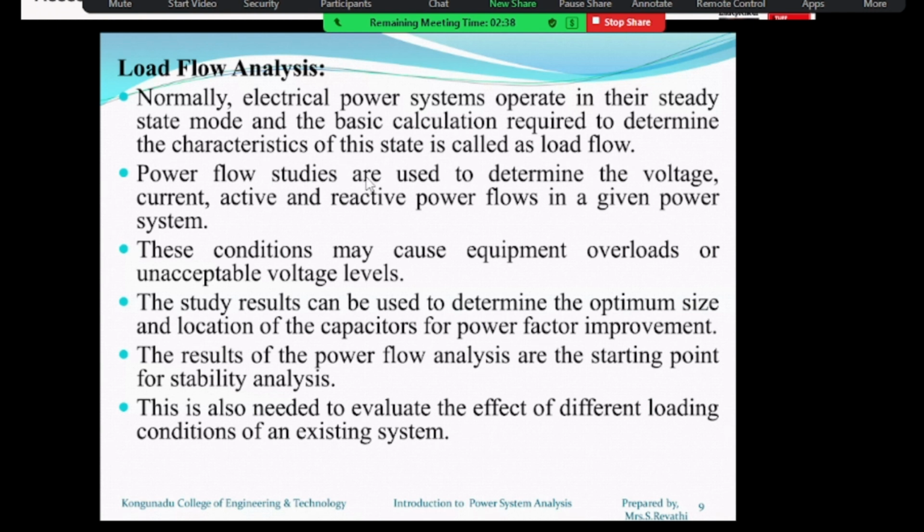Power flow studies are used to determine the voltage, current, and active and reactive power flows in a given power system, as I already told.